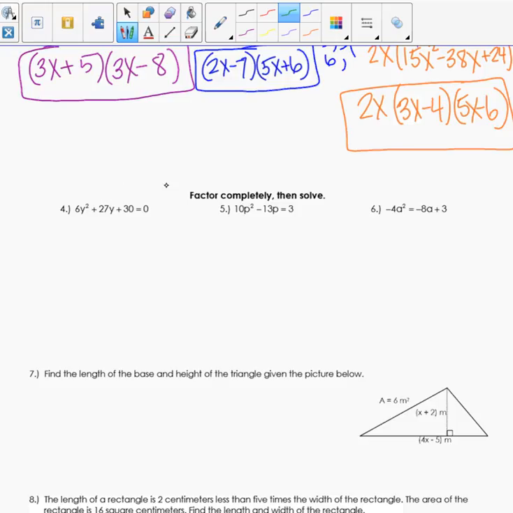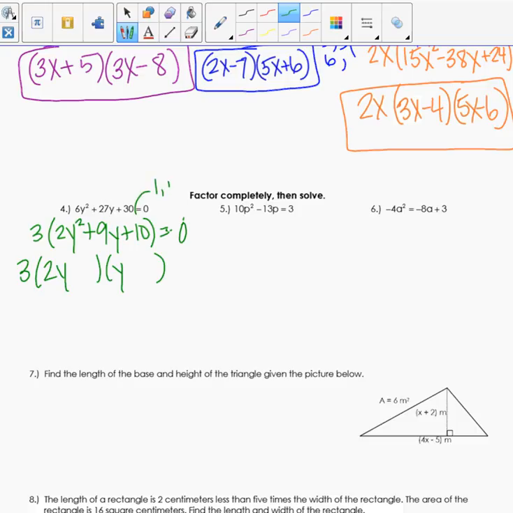So for number 4, it's already set equal to 0, so I'm going to check a GCF, which in this case is 3. And then I'm left with 2y squared plus 9y plus 10 equals 0. Which apparently, there we go. All right, so then my 3 drops down. The nice thing is my a is prime. My only options are 2y and y.